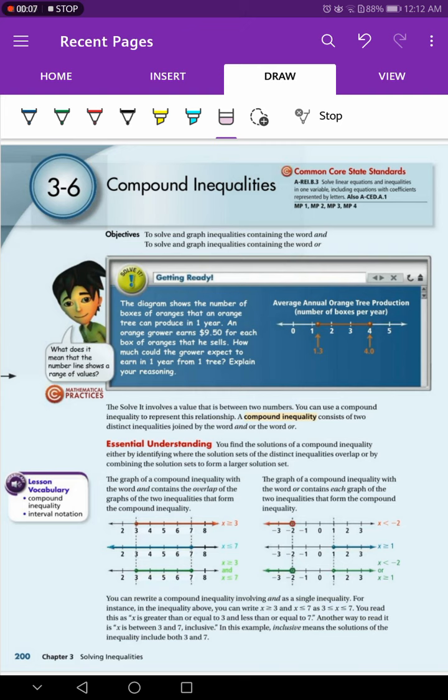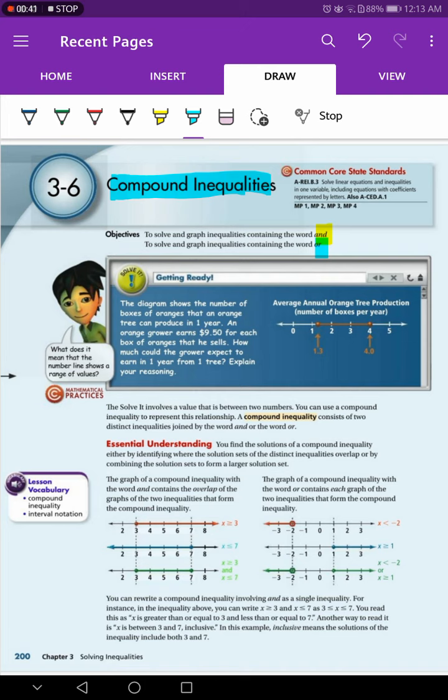Our lesson today is compound inequalities, and our objective is to solve and graph inequalities containing the word "and", and to solve and graph inequalities containing the word "or". What is the meaning of compound inequalities? A compound inequality consists of two distinct inequalities joined by the word "and" or the word "or".